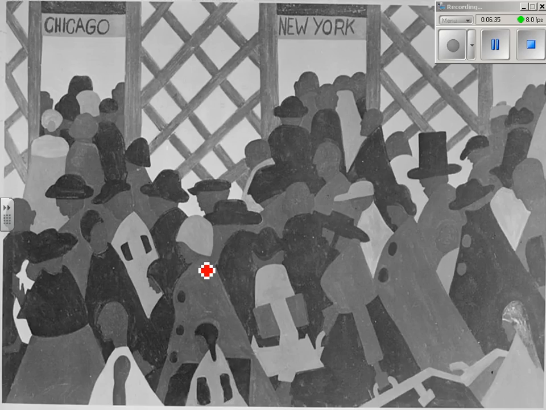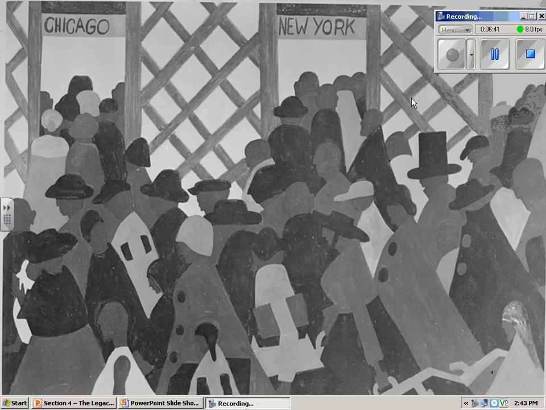All right, and this is just a famous painting showing you African Americans making this mass movement to the north to cities like Chicago, New York, and St. Louis.